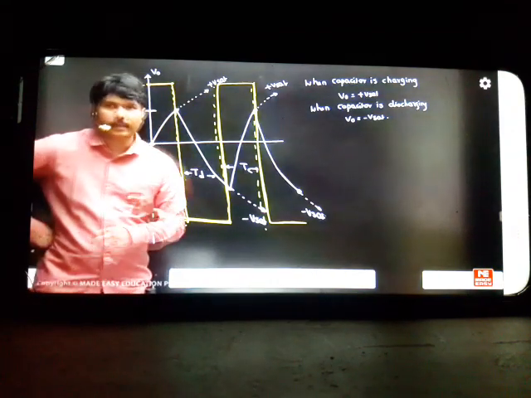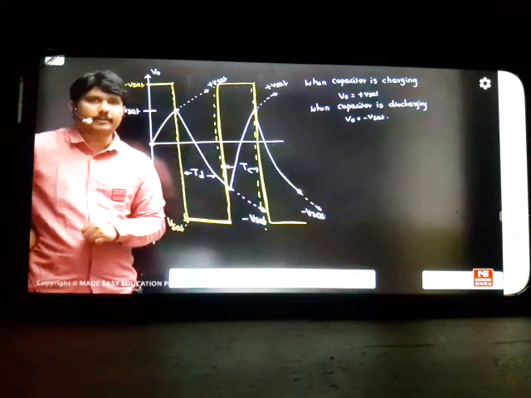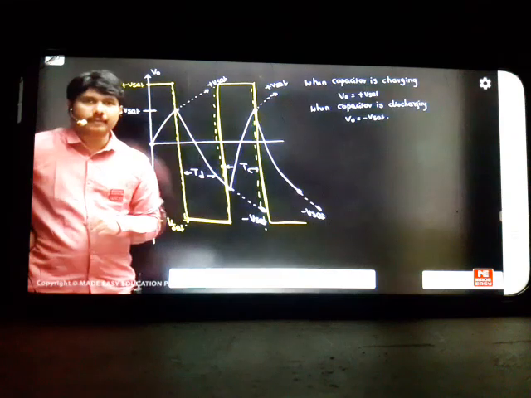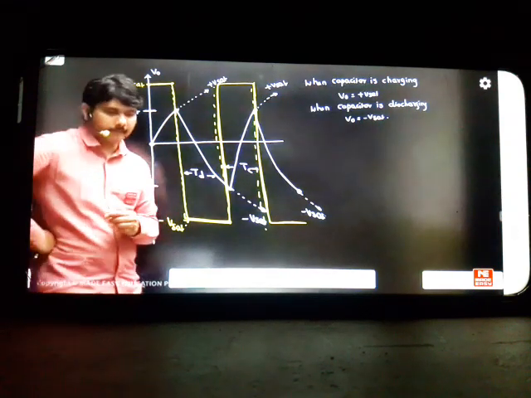What the examiner will ask is important. In these questions, what he will ask is the total time of oscillation. They'll ask you the charging time, how much, the discharging time, how much, and the frequency of oscillation. These things we have to find out. One important formula I will create for you is a small derivation.